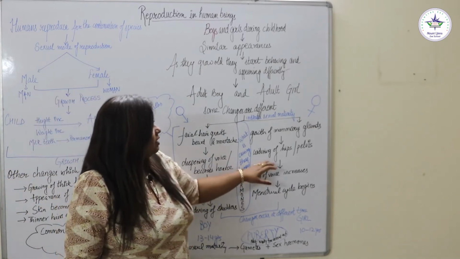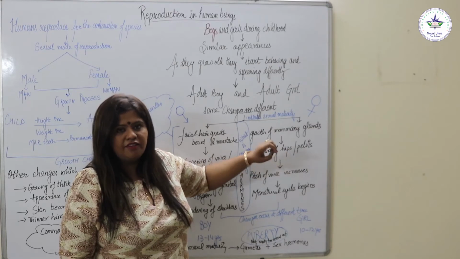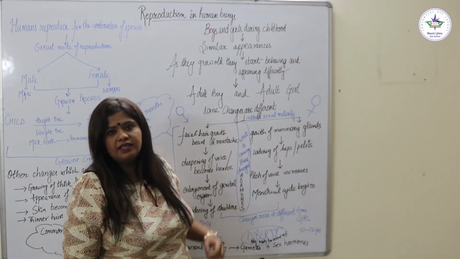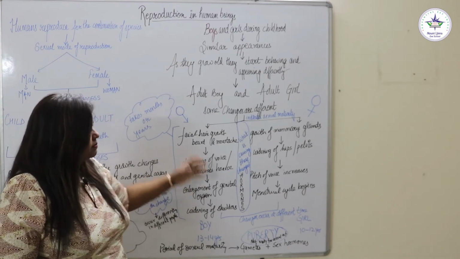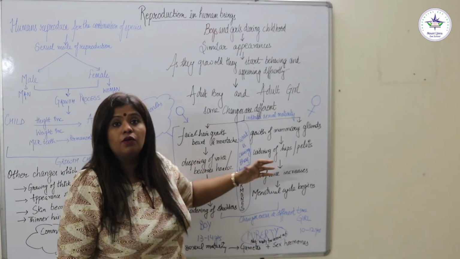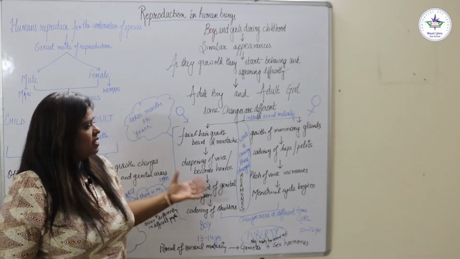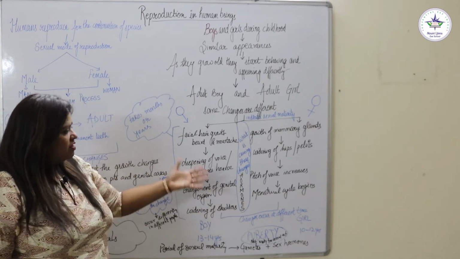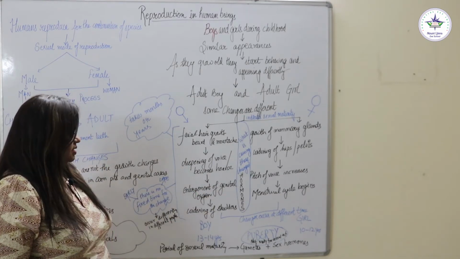When we talk about widening of the hips and pelvis, we will talk about why this happens, because in science every change has a reason. Why some changes appear in the males and why some appear in the females, why these are different, there is a reason behind this. When we move towards the process of reproduction, we will know about all these differences.